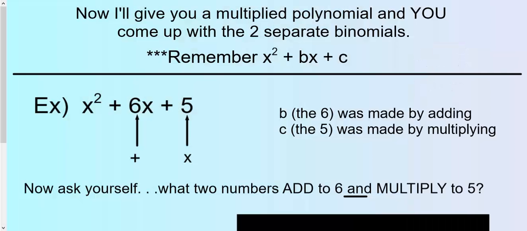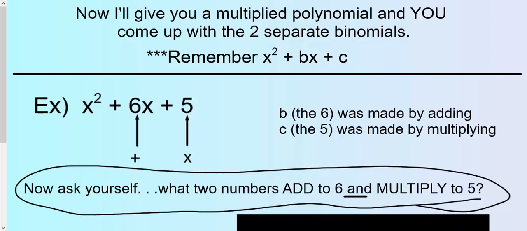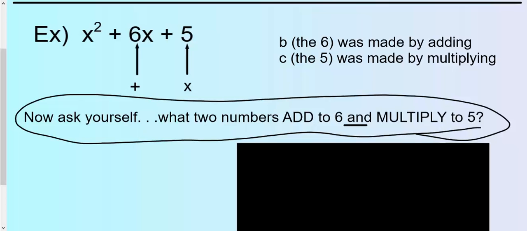There you go. So what we're going to be doing is going backwards. We're going to start here and transform it to here. To do that, you're basically going to ask yourself, what two numbers will multiply to 5 but add to 6? Well, that's 5 and 1. 5 times 1 is 5, and 5 plus 1 is 6.